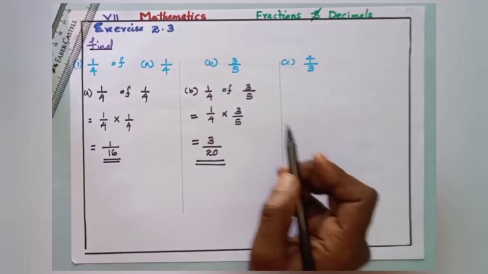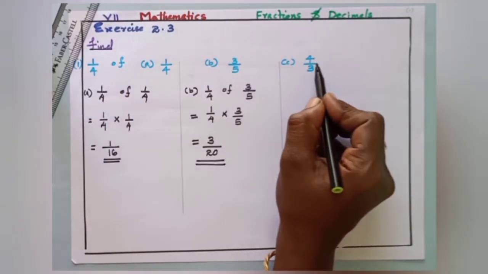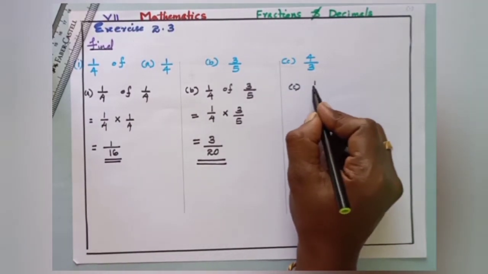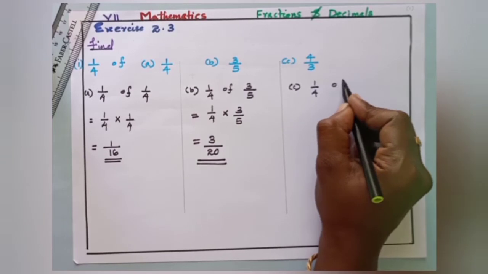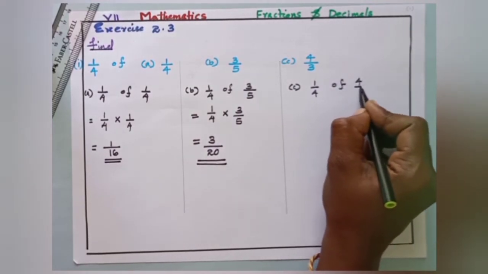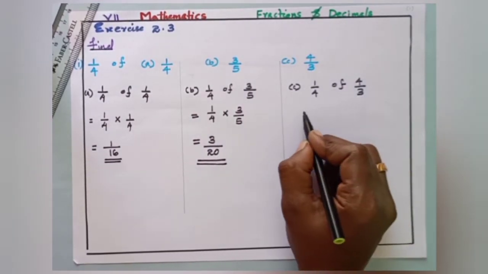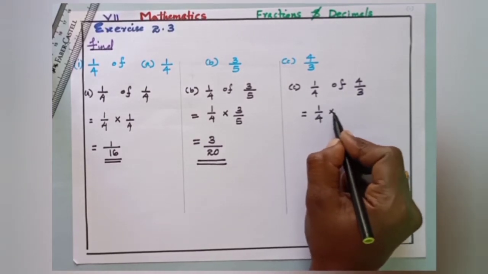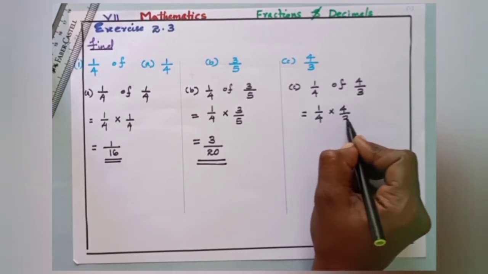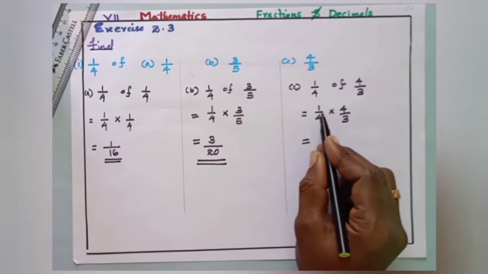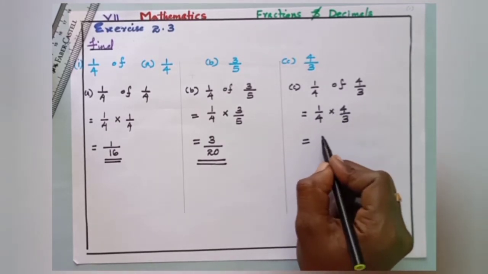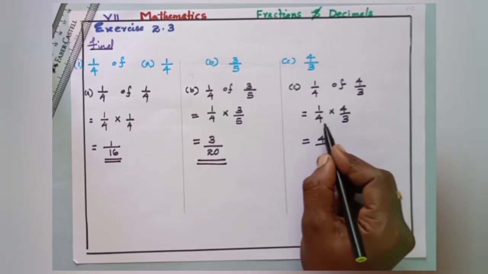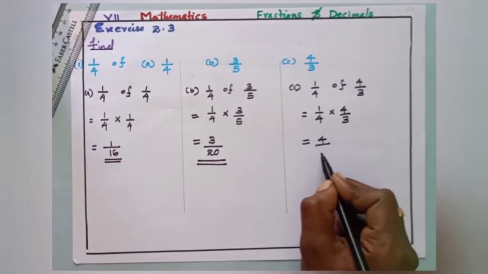Okay. Next question, 1 by 4 of 4 by 3. Question number C is 1 by 4 of 4 by 3. So that is equal 1 by 4 into 4 by 3. Product of its numerators is 1 into 4, 4 by product of its denominators is 4 into 3, 12.